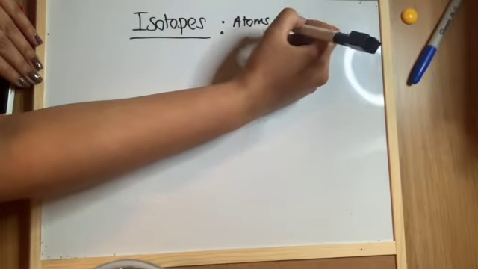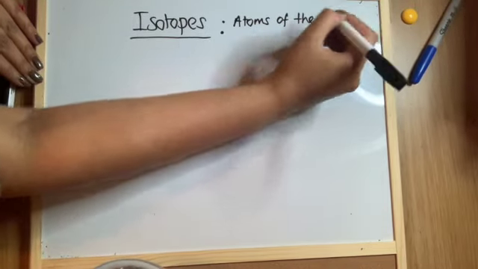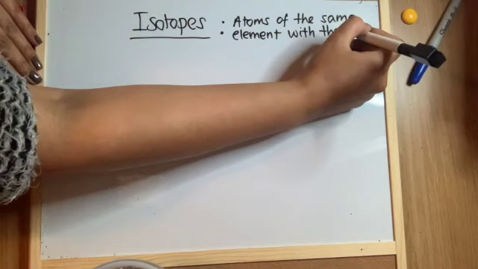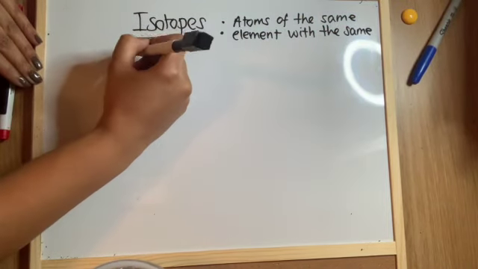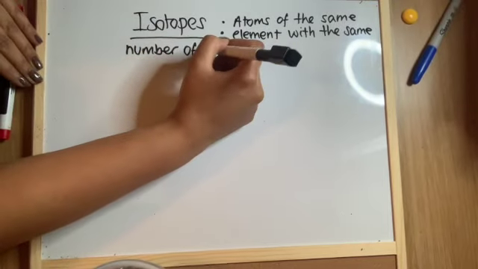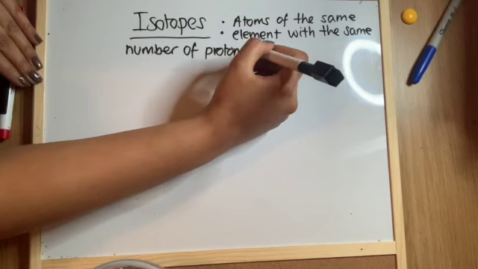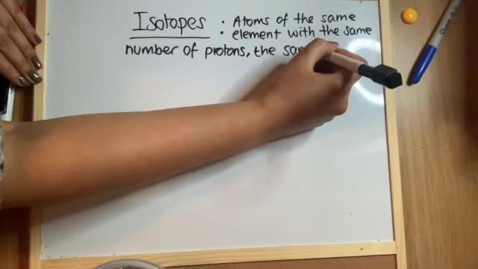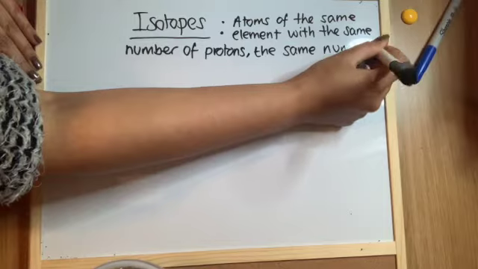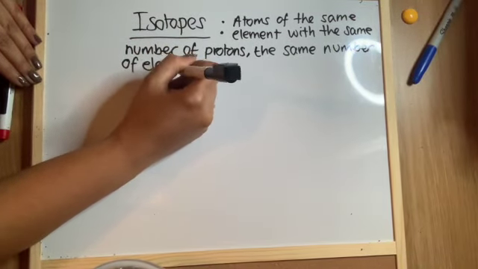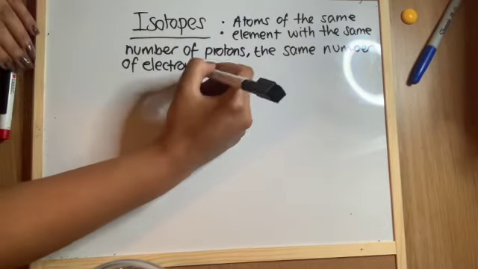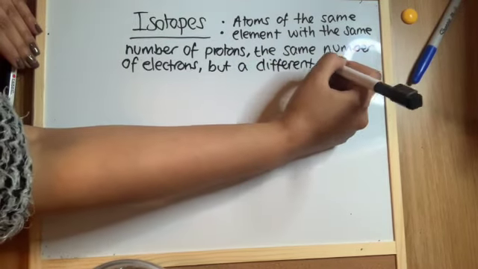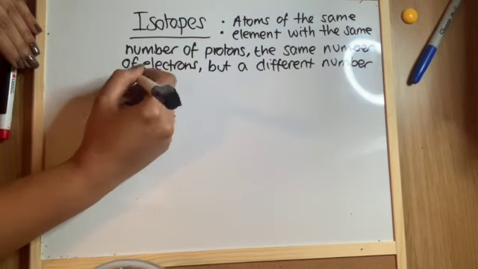So as a definition, isotopes are atoms of the same element with the same number of protons, because that's what makes them the element that they are. And if they've got the same number of protons, they'll have the same number of electrons, because atoms have no charge, but a different number of neutrons.